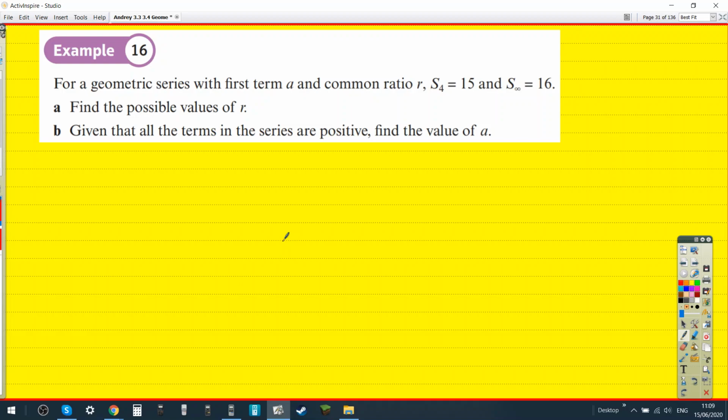Should I first try... oh no. So sum to infinity is a over 1 minus r. So is it like a over 1 minus r equals 16? Mm-hmm. And then should I try and find this, solve, no, make r the subject? Let's do that in a minute.